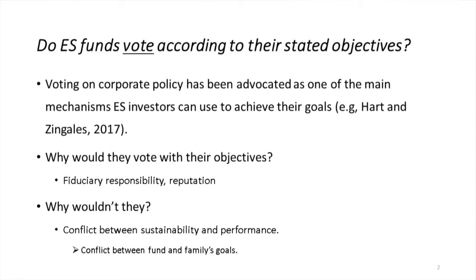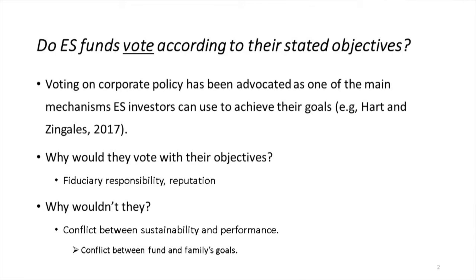So the question is, why would they do that? Well, the obvious reason is that they have a fiduciary duty to do so. Probably there may be a reputational cost if they fail to do so. So this means that we should expect ES funds to vote according to their stated objectives. But it is not that simple, right? So why wouldn't they vote with environmental and social objectives?